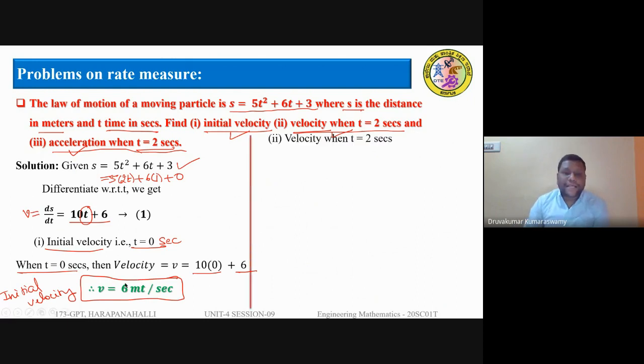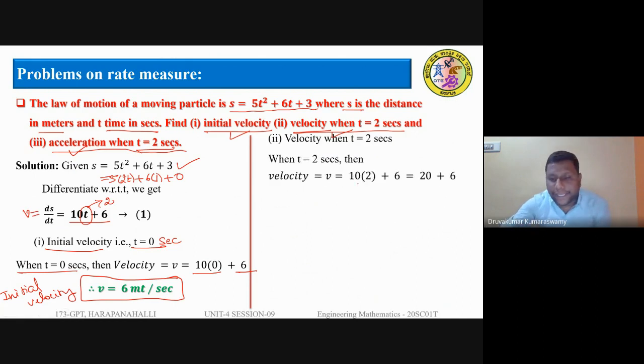Now we have to find velocity when t is equal to 2 seconds. For t equal to 2 seconds, in equation 1, substitute 2 in place of t. Therefore when t is equal to 2 seconds, v is equal to 10 into 2 plus 6. So that is 20 plus 6. Therefore v is equal to 26 meter per second. We have almost done this in the last 3 problems.